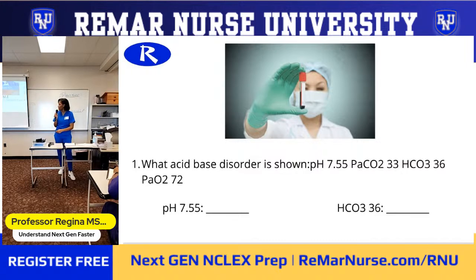Now, underneath here, I have the pH, 7.55. Everybody see that? Is it up or is it down? Up, draw an arrow going up. The bicarb is 36. Is that up or is that down? That's also up. Draw another arrow going up.